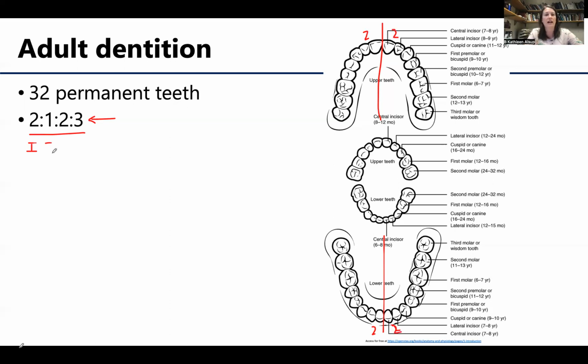You'll have 1 canine, 2 premolars, and 3 molars per quadrant. And this is in the permanent or adult dentition. You'll talk more about deciduous or baby teeth in the GI portion. But I just wanted to introduce this formula here. It's been helpful for me to be able to remember that.